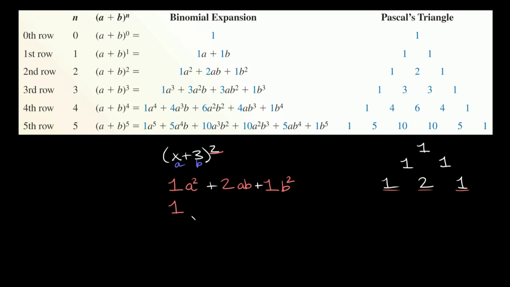So 1 times x squared plus 2 times x times 3 plus 1 times b squared, so 3 squared. Here, 1x squared is the same thing as just x squared. Here, 2 times 3 is equal to 6, so here we have 6x. So plus 6x. And then here, 3 squared is equal to 9, and 9 times 1 is 9. So plus 9. So here we get x squared plus 6x plus 9.